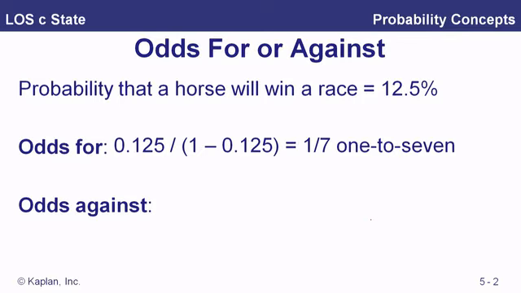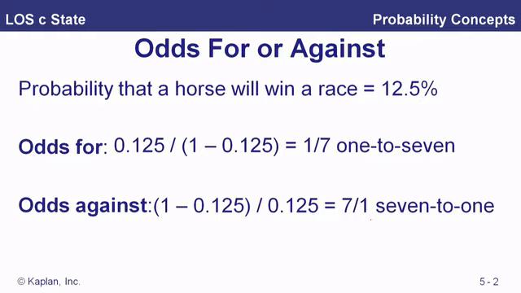So when we calculate the odds for, that is the odds of winning, it's 1 to 7. Okay? So we've got that probability of winning in the numerator. We've got the probability of not winning, which is 7 times out of 8, in the denominator. And the odds against are just the opposite of that. The odds against the horse are 7 to 1. The odds of the horse winning are 1 to 7.